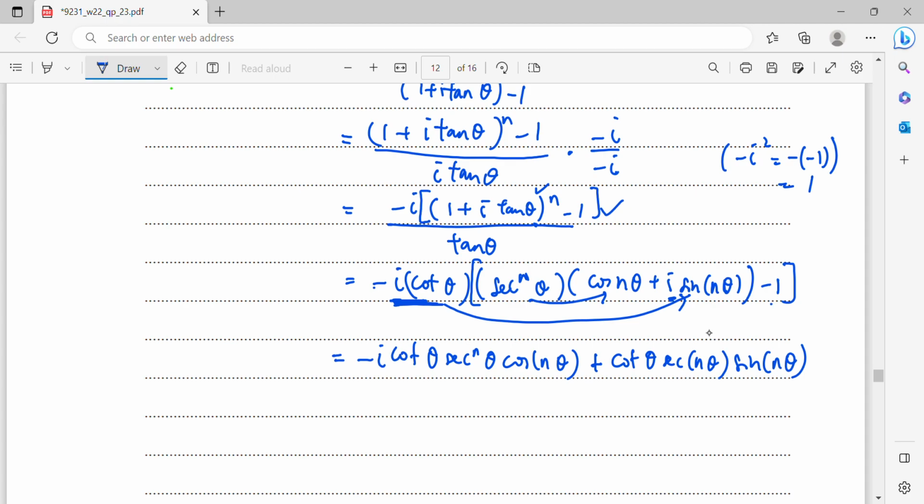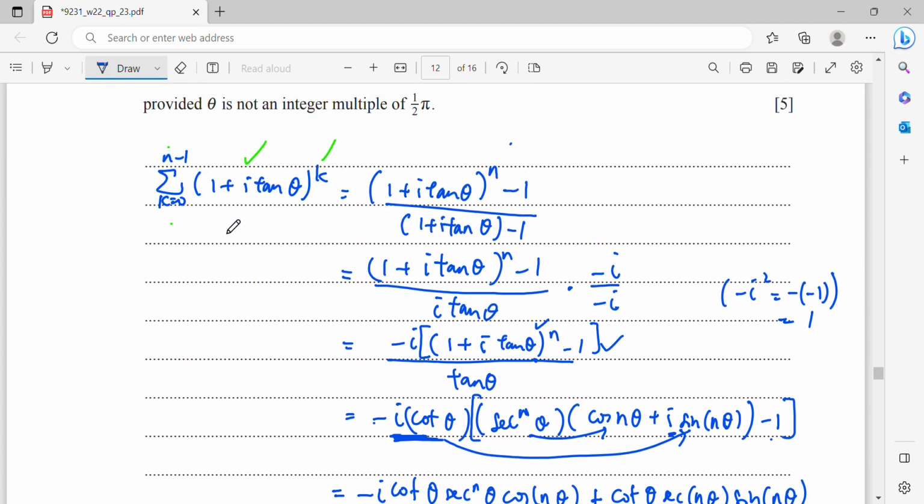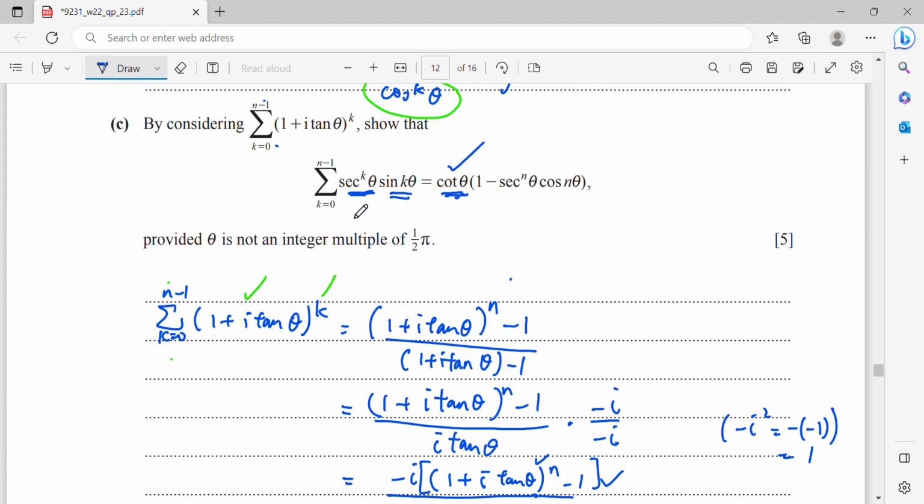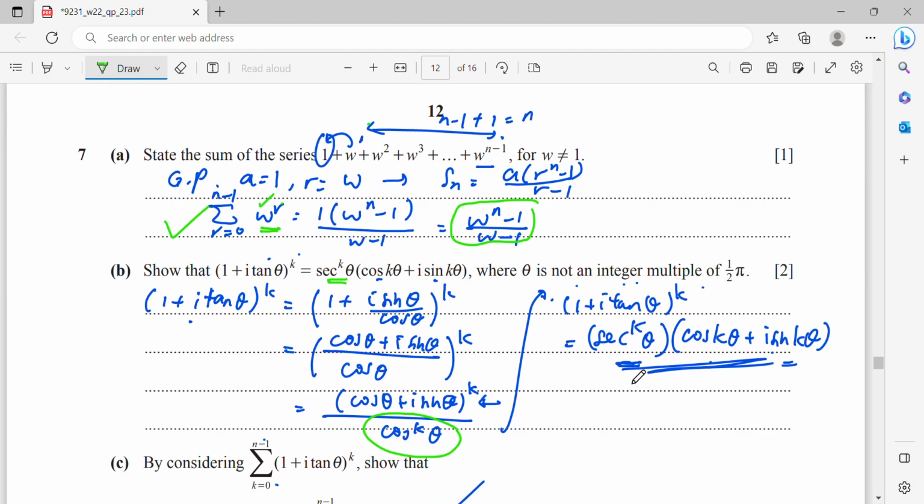So I will get plus i cot theta. Okay, so this is how we get it. Now, the left hand side is 1 plus i tangent. I need to prove secant to the power k theta sine k theta. Now I'm going to change this. Okay, I'm going to change this by these two terms.